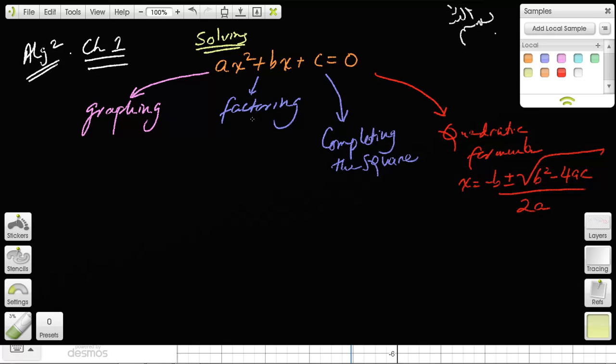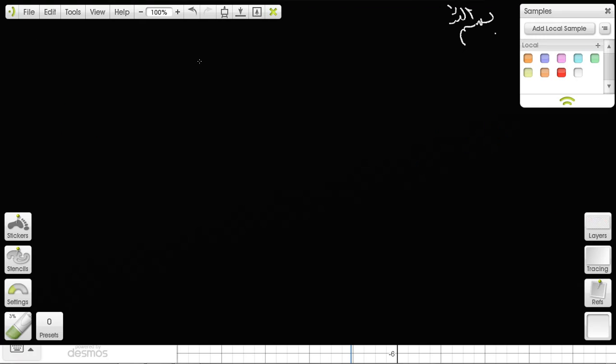Okay, we have talked so far about solving quadratic equations using factoring, completing the square, and the quadratic formula. The only way that we have not actually talked about is graphing. So you can solve quadratic equations by graphing. How's that?